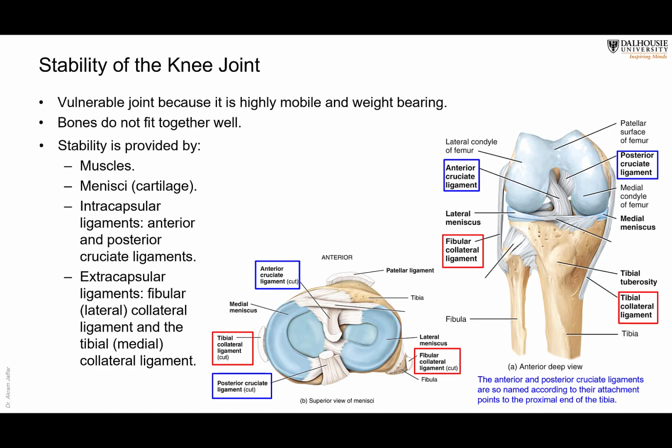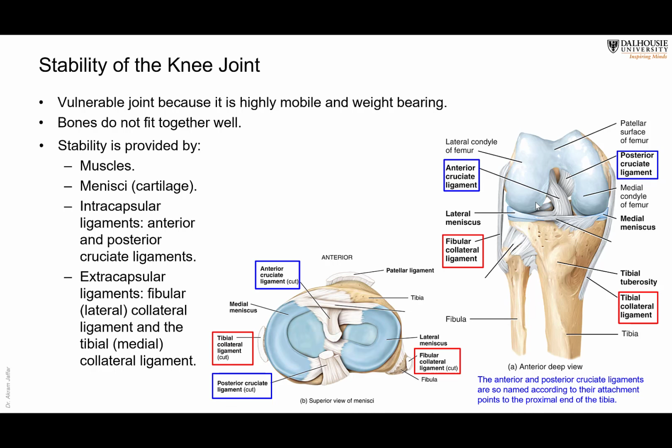Here you can see these are the menisci again. See, they are C-shaped fibrocartilages, and these are the cruciate ligaments, intracapsular ligaments. And obviously here, the bony factor in maintaining this joint is negligible, because the condyles of the tibia are almost flat. There's no socket here. But the menisci and the ligaments are important, and the most important factor in the stability of this joint is the muscle in the front of the thigh, the quadriceps femoris muscle.